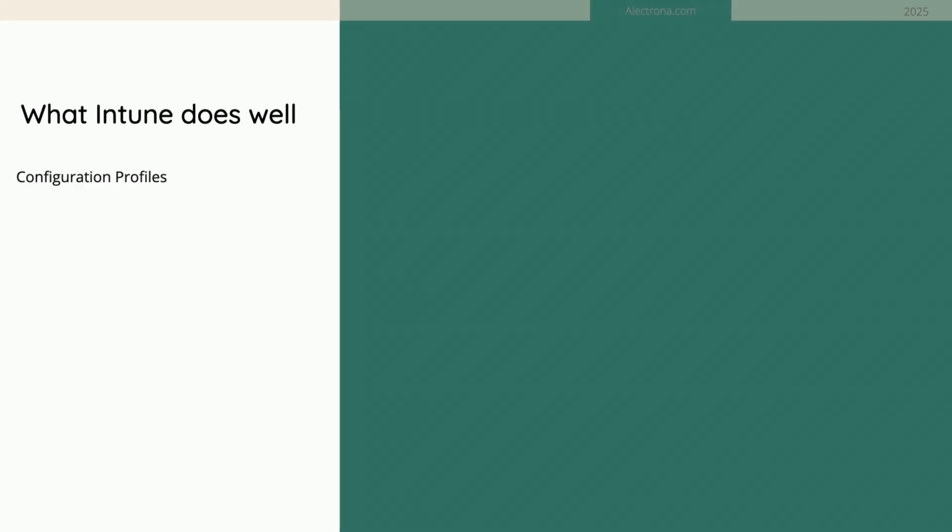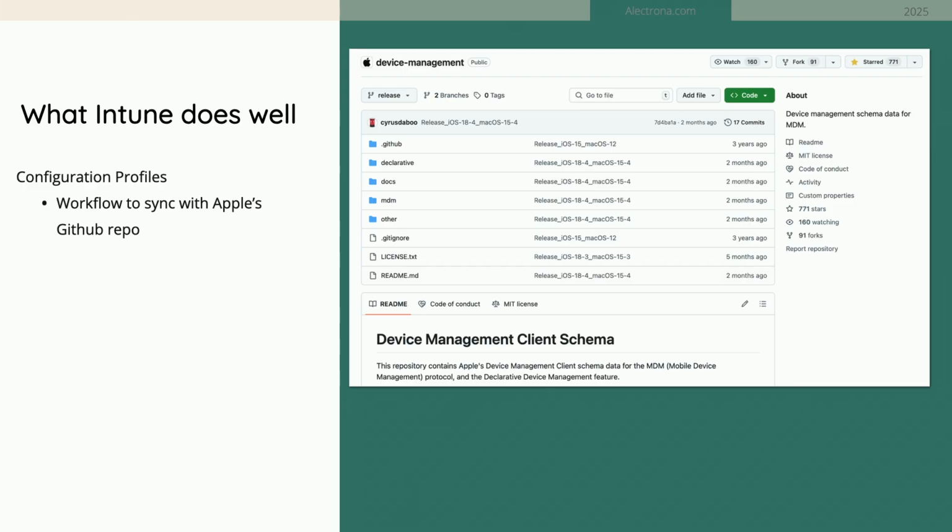Another thing Intune does really well is configuration profiles. We talked about this a little bit last year, but a few years ago, Apple started publishing all their MDM and DDM schemas to GitHub. So when there are new OS versions for all their OS platforms, macOS, iOS, tvOS, those are all published onto GitHub. Microsoft developed a workflow where they're watching all those changes and importing them directly into Intune. So you don't have to wait for a new version of the tool.